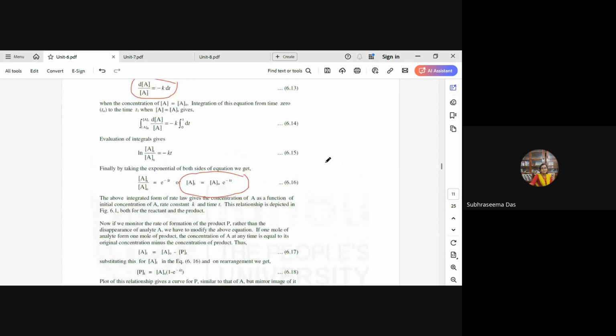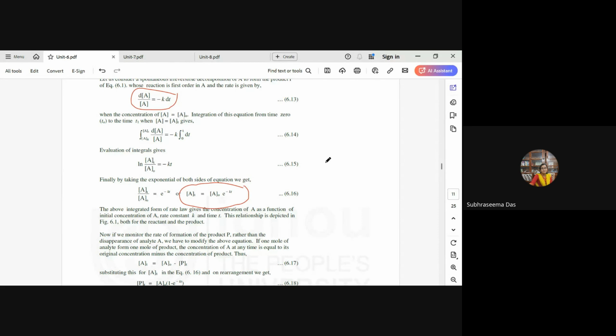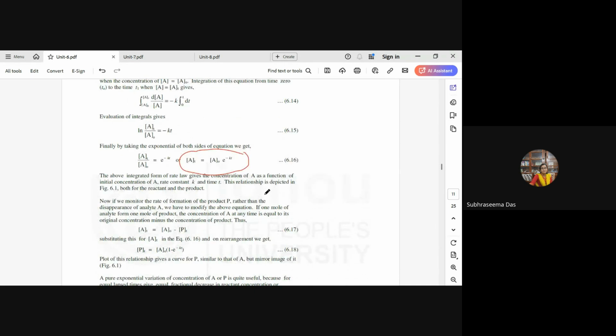So we can say that the concentration of A at any time t is equal to the concentration of A at time 0 times exponential to the power minus kt. This relationship, equation 6.16, is very important, and it shows how we can calculate the concentration of the reactant at any time.